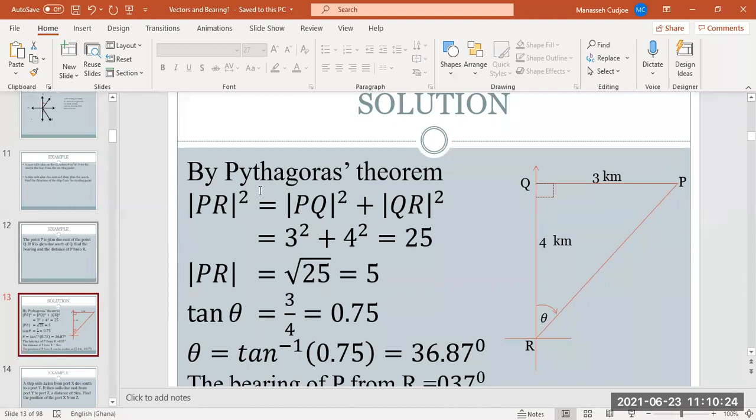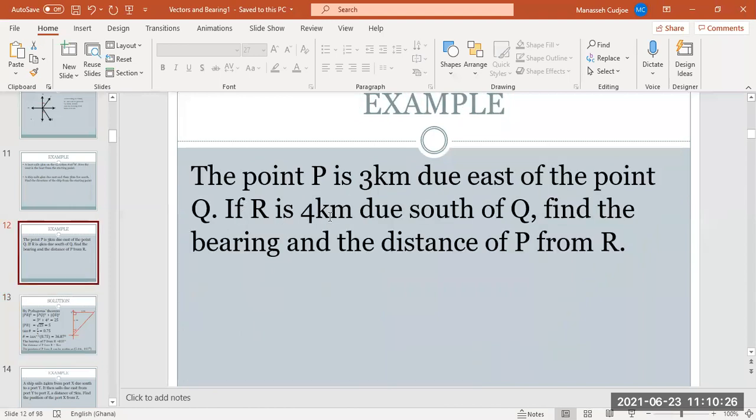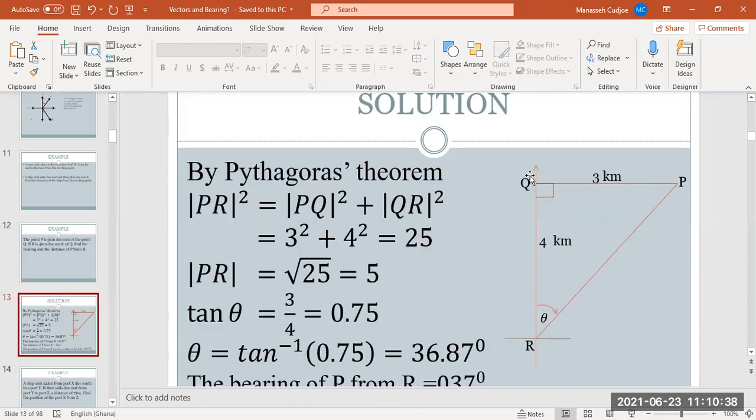Great. So if R is 4 kilometers due south of Q, so still go to Q, and at this point move south. So this is our Q. I'll now go south and it should be 4 kilometers. Just make sure it's longer than the 3, but just a sketch. And when I end, indicate your cardinal points. So that is 4.